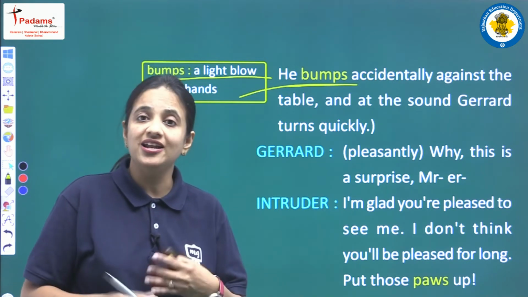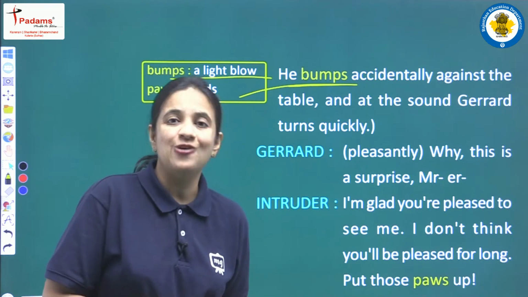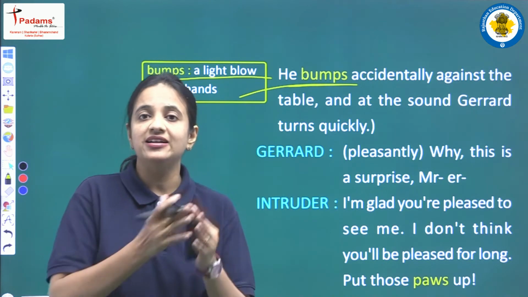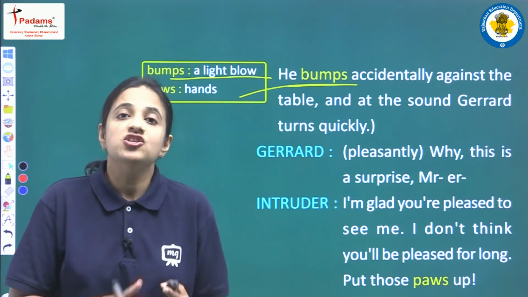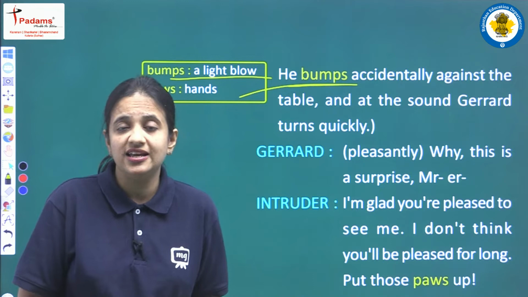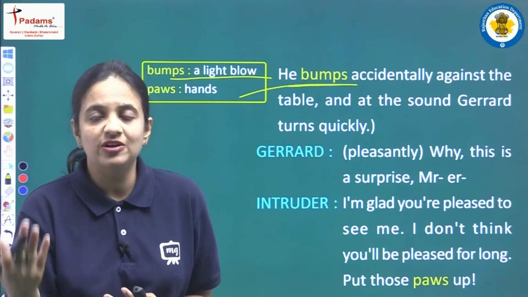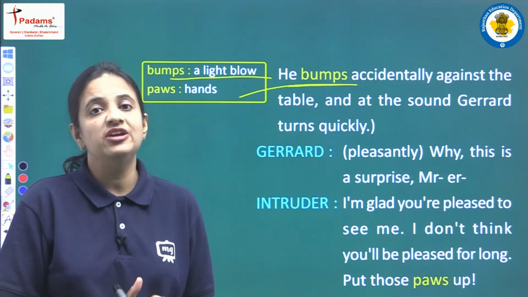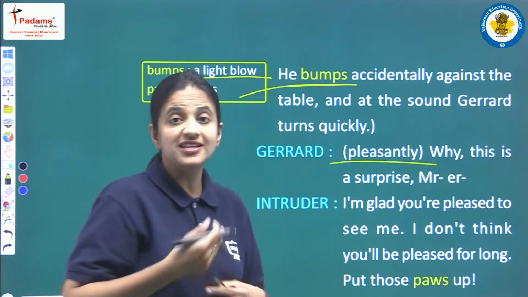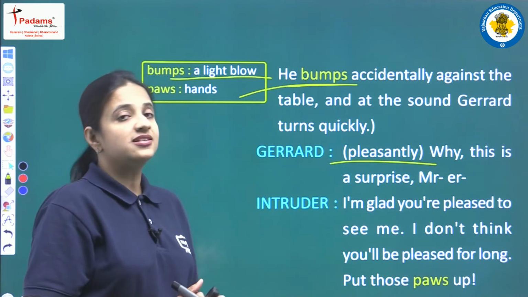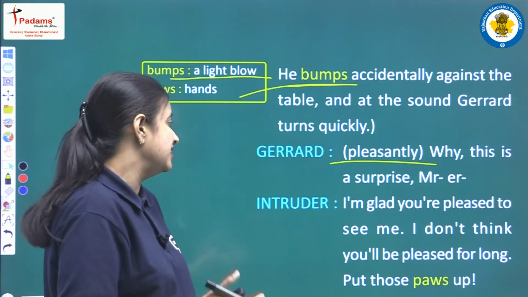So Gerald, who is totally unaware that another person is also there in his home and he is having one revolver, but when that sound was there, when that intruder bumps with the table, Gerald suddenly turns to see who is there, what sound was that, and at that time he saw that intruder, that one more person is there and that person is holding one revolver. So now let's see what Gerald is saying. He is saying in a very pleasant manner, why, this is a kind of surprise, Mr. So he is trying to recognize who that person is, the intruder.